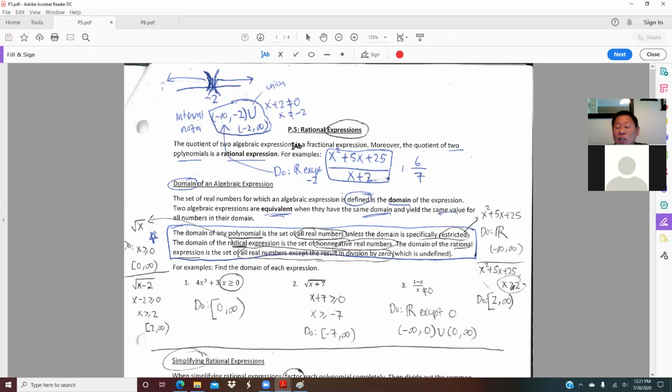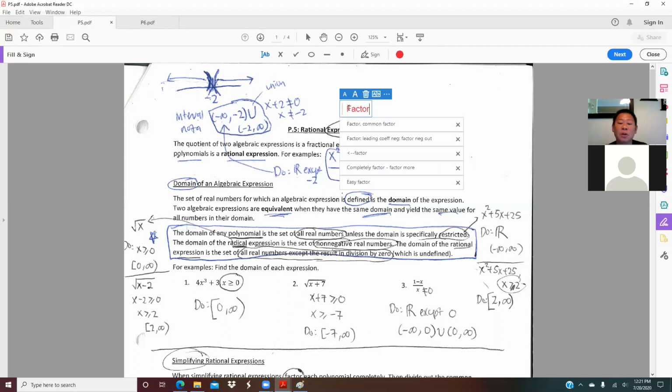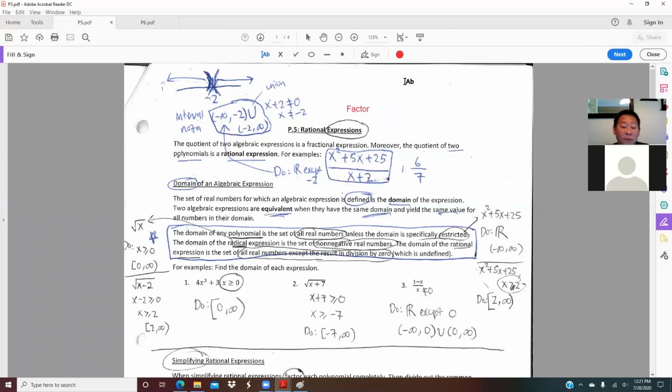This is actually very important and very difficult. In order for you to do P5, you have to be very good in factoring. So if you don't know how to do P4 factoring, forget about P5, because P5 is all about factoring here.